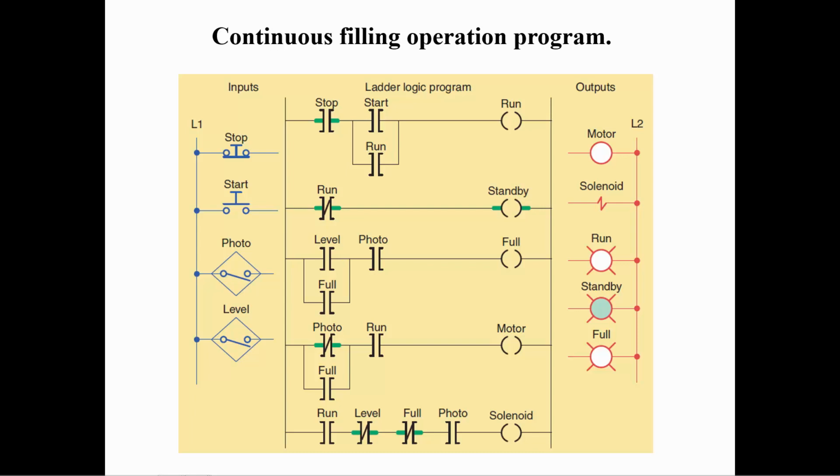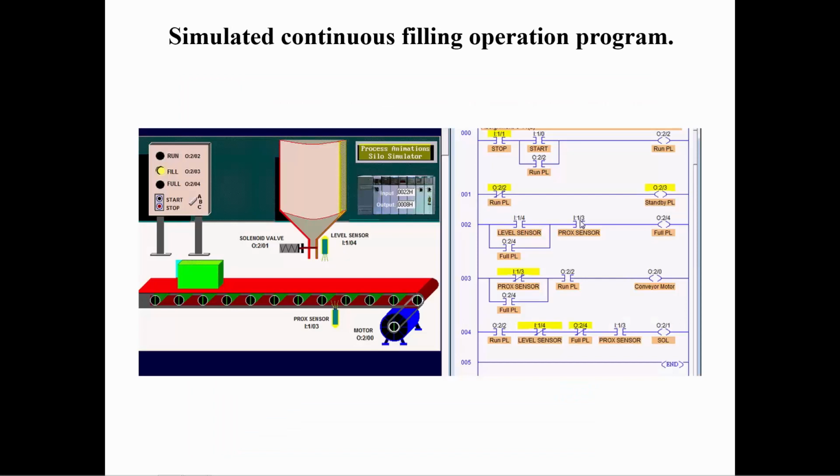The run light will be on whenever the start button has been pushed and the stop button has not been pushed. The standby light will be on whenever the run light is off. The full light will latch on when a box is present and the level sensor detects the box is full. It will stay on until the box moves away from the photo sensor. The motor will run when the run light is on and either the photo switch is not closed or the full light is on. Observe the simulation of the continuous filling operation.